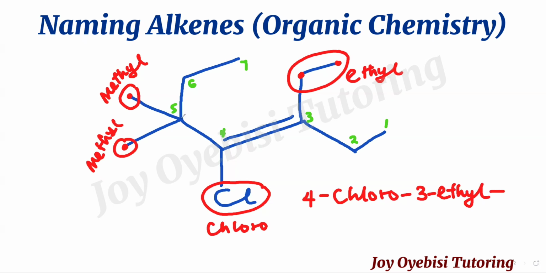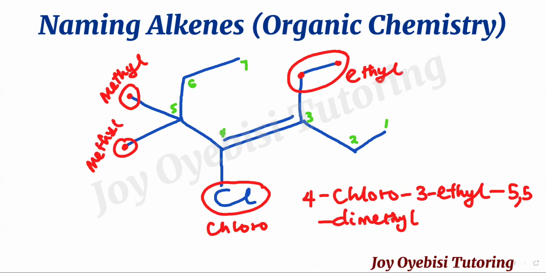Now on carbon 5, I have 2 different groups. Since you have 2 groups, you're going to go ahead and say 5, then a hyphen, okay? And then you're going to say di. Now, because they're the same, we're using the di to group them. Instead of saying 5,5-methyl-methyl, you can say 5,5-dimethyl to show that they are 2 and both are located exactly on the same carbon, okay?